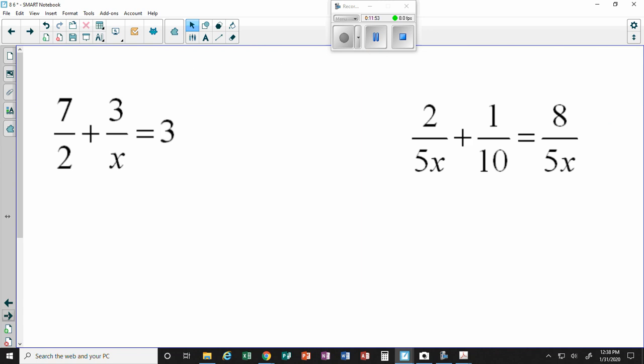All right, next one. Can I use cross multiplication here? No, why not? There's a whole number. Well, you can always turn a whole number into a fraction, but is it just a fraction equals a fraction? No, I got a fraction plus a fraction equals, so no, can't use cross multiplication. So this is the case where I'm going to clear fractions, or multiply by the least common denominator. So what are my denominators? 2 and x. So what's the least common denominator of 2 and x? 2x. Okay? So I'm going to take and multiply everything by 2x.